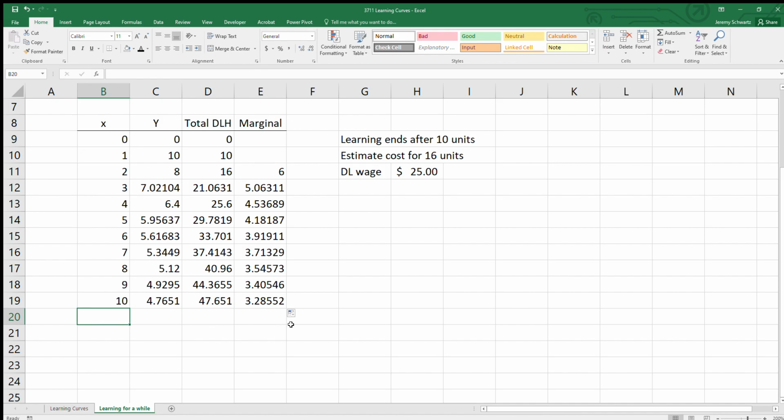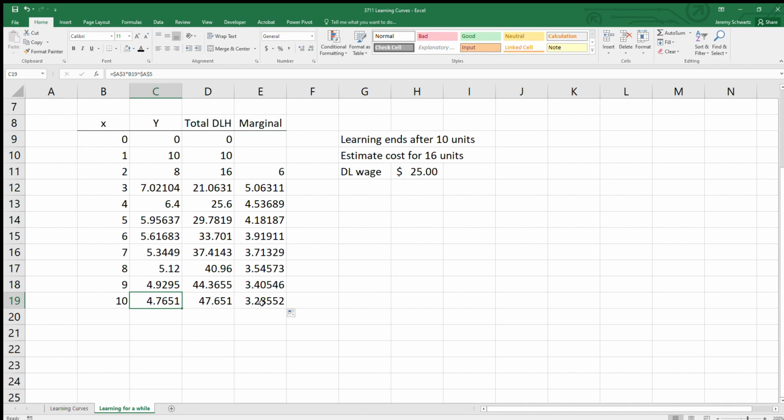So then what happens after the 11th, or after the 10th unit? Well, we are at, from 44.36 to 47.65, it's taken us 3.285 hours. Now that's the marginal, so that's from going from the 9th to the 10th unit. So the cumulative average has fallen, but now that stops. So that is this 4.7, that's average, not marginal.